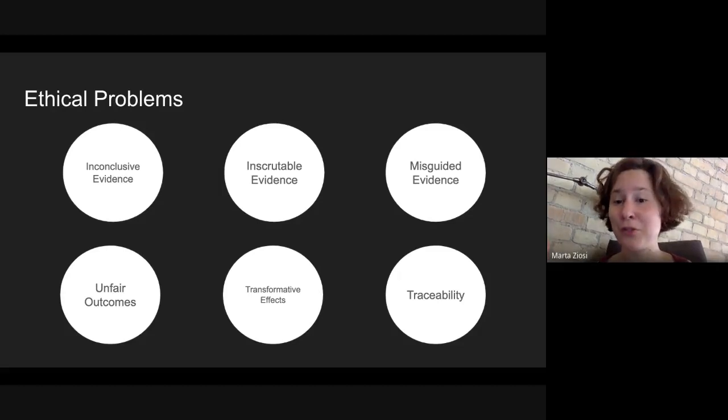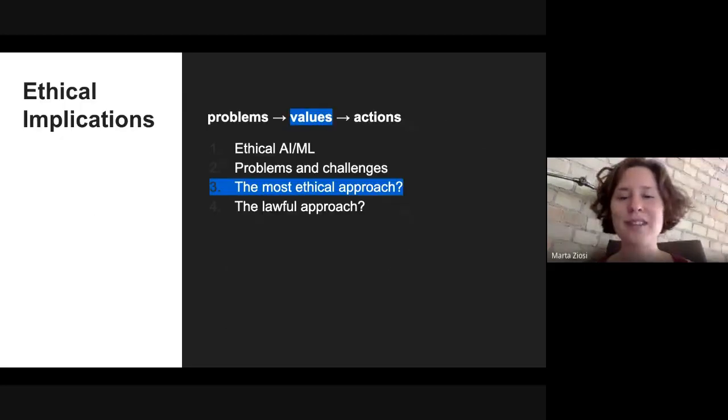One is related to virtue ethics, so we'll go back also to Gabriele's question, to some of the questions raised before. And the other one is more practical. So let's dive into that. What is the most ethical approach in order to tackle the problems that we have raised?